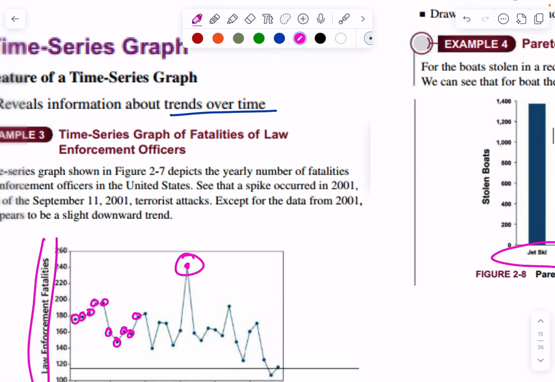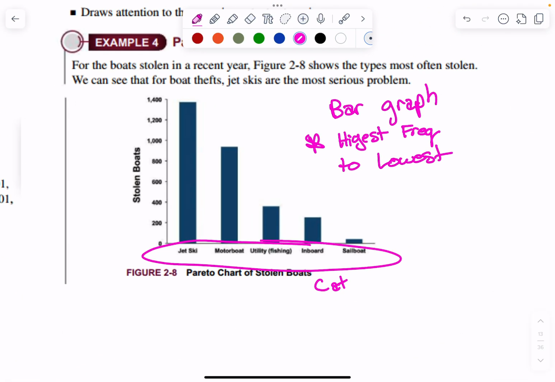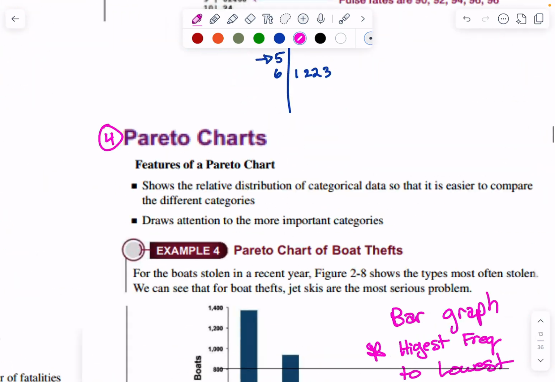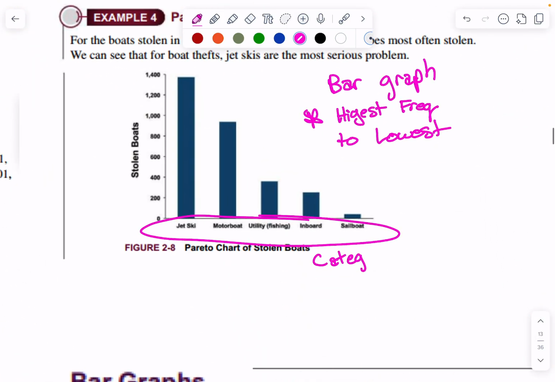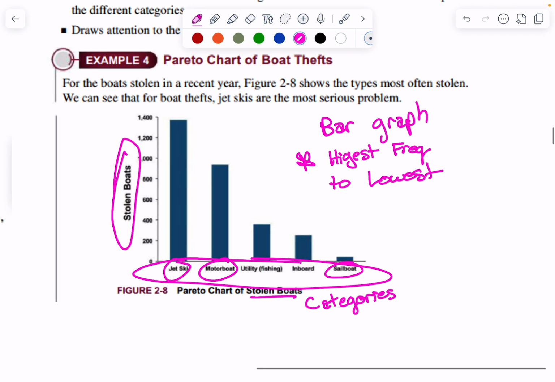So notice that like on here, these were all quantitative. Those are all numbers, years, things like that. Like pulse rates up here, those are all dealing with numbers. These are all categories, and they are stolen boats. So jet skis get stolen the most often. A motorboat gets stolen second most often, and sailboats get stolen probably because they're not very fast, right? Gets stolen the least often. And this is like your frequency over here. But they start and they go with the highest one first, and it just goes downhill from there.